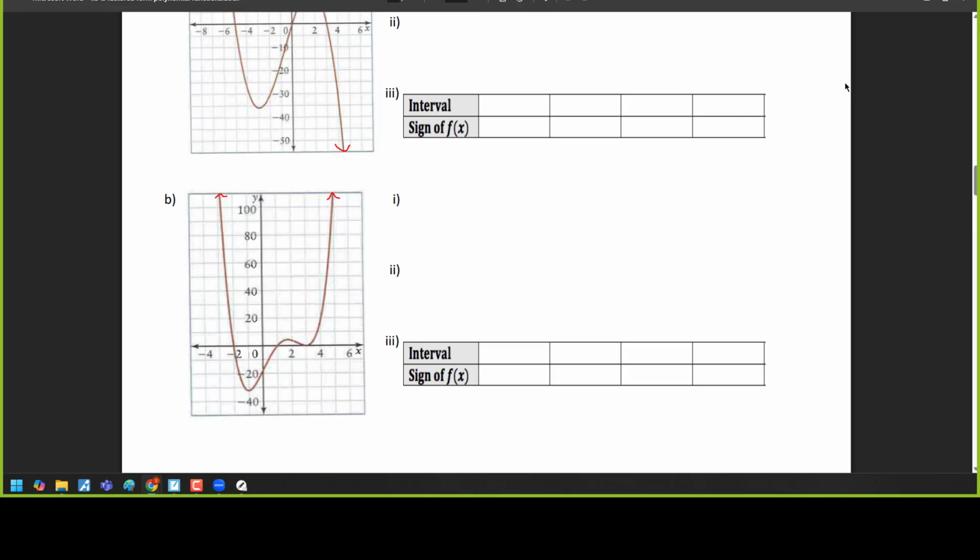Now we have another example. Here you can see that both the endpoints of the graphs are pointing up. That kind of looks like x squared. Obviously, it's not x squared, it's different, but it has the same property or trend as y equals x squared.